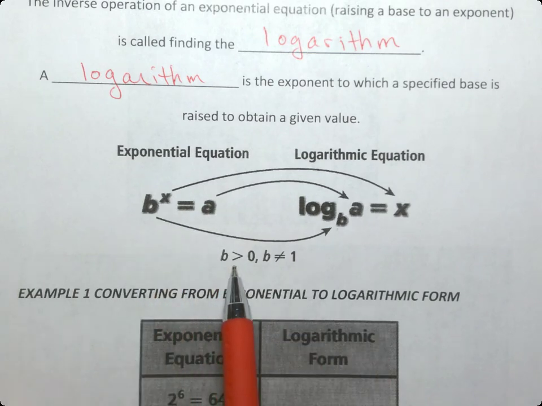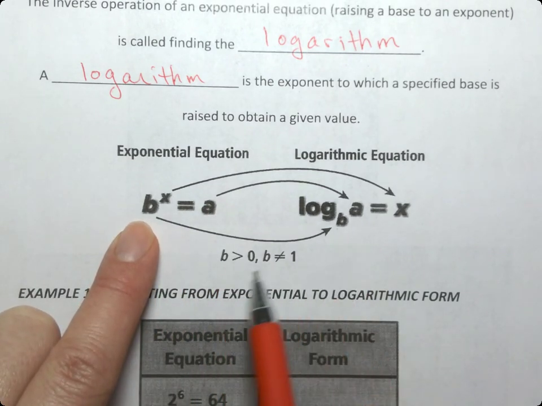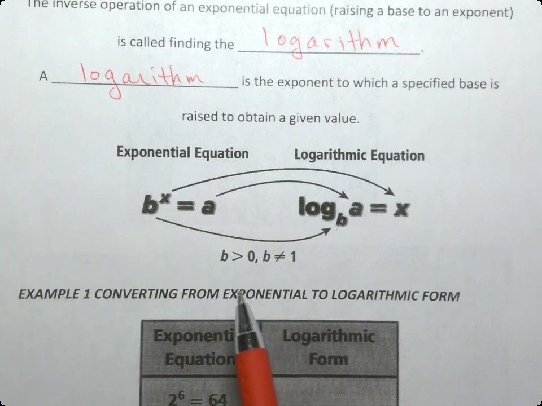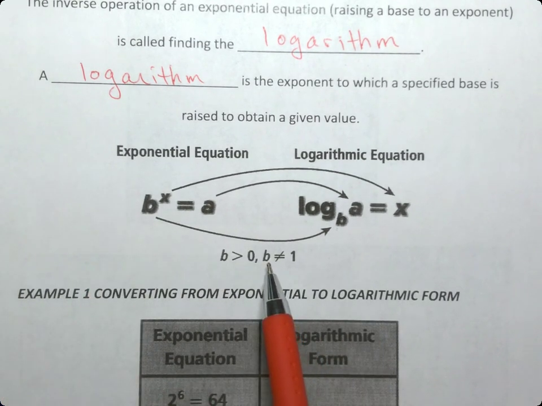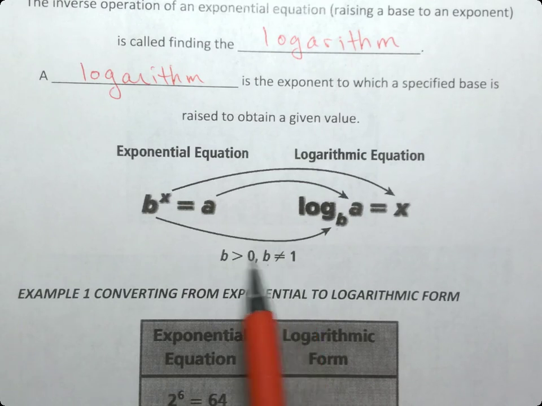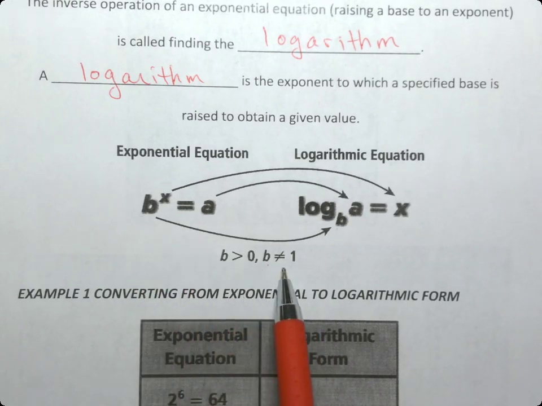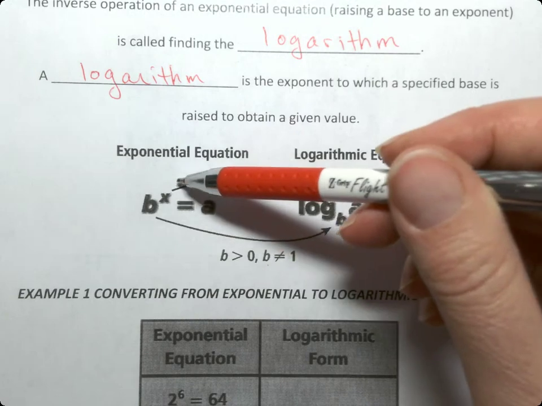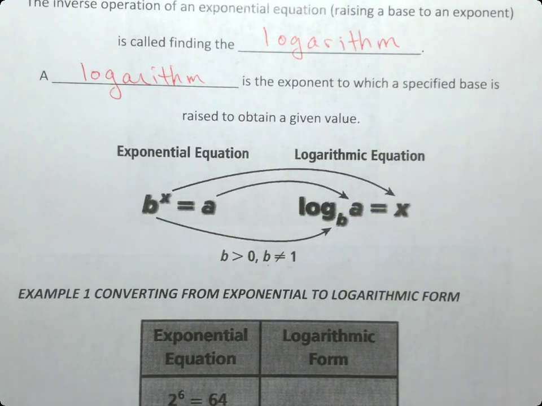So b, the base of your exponent and the base of your log, has to be greater than 0. It can never be 0. It's never going to be negative. The base can also never be 1, though. So you can have a decimal between 0 and 1, and you can have a number greater than 1, but never less than 0, never 0, never 1. x and a, they can be anything, okay?